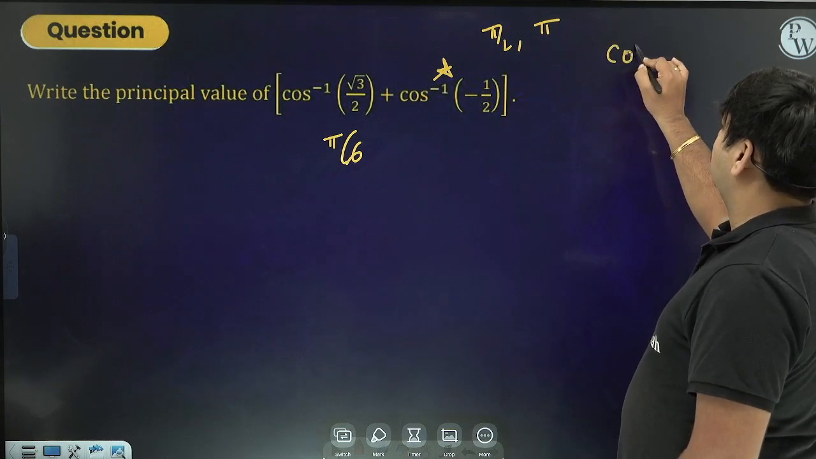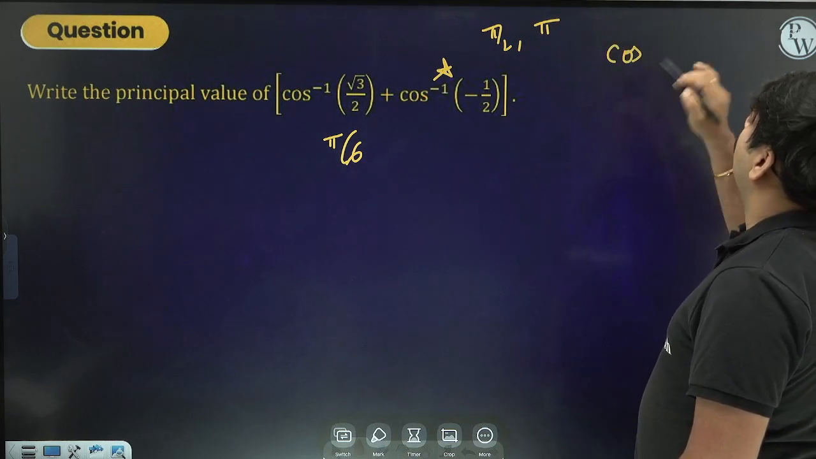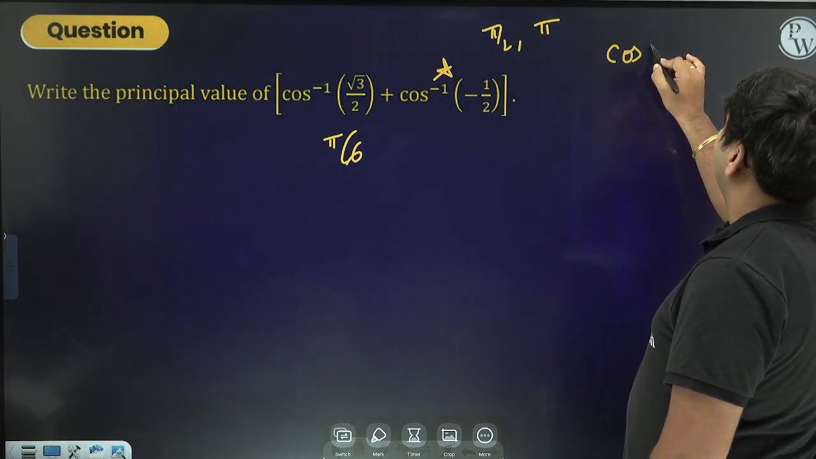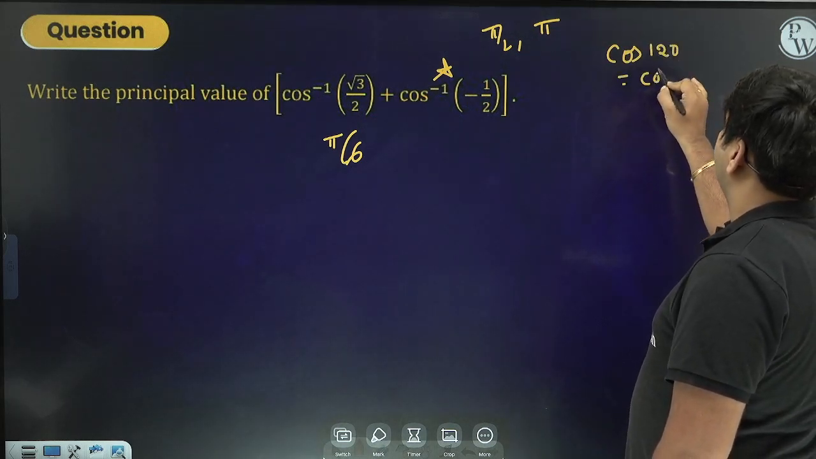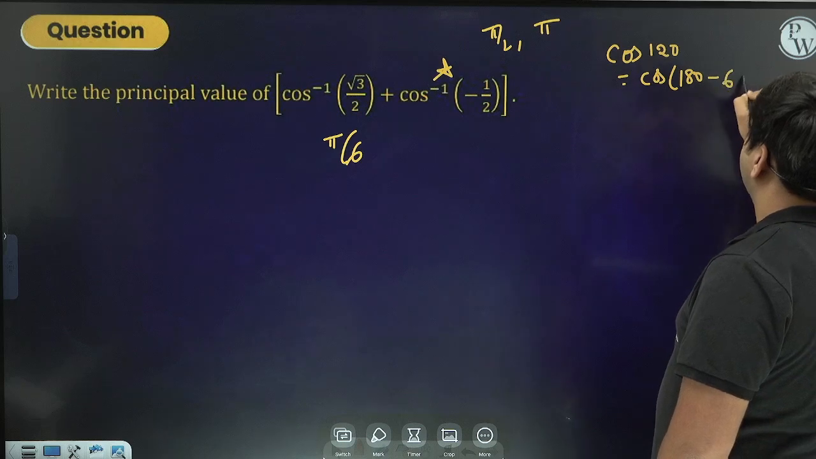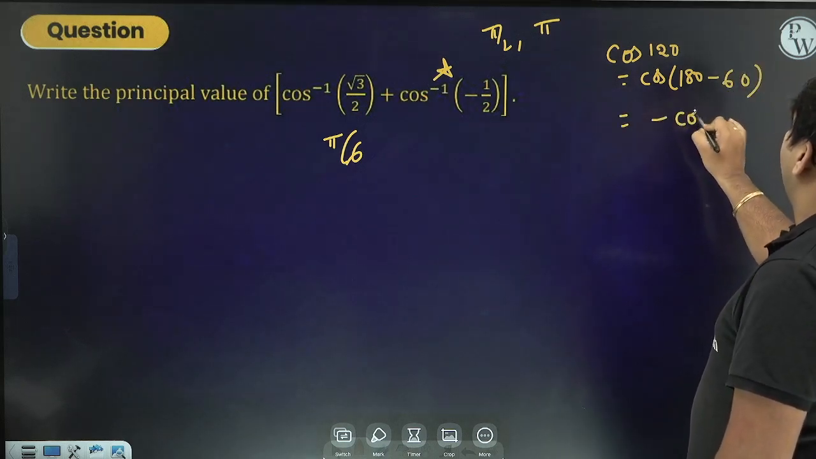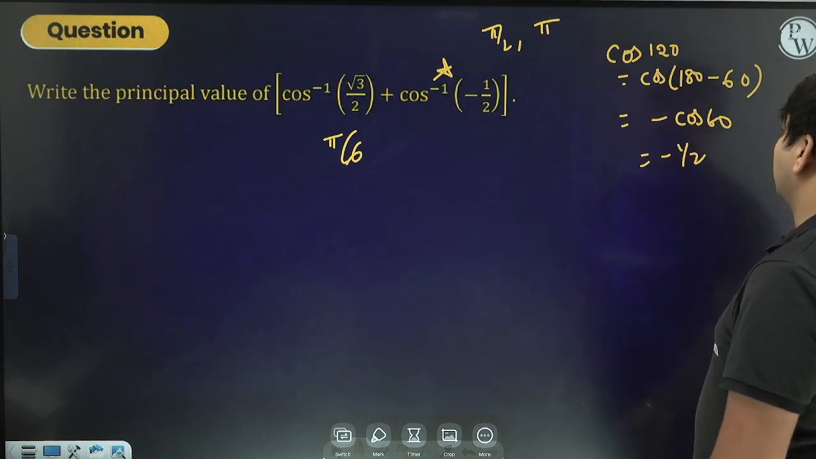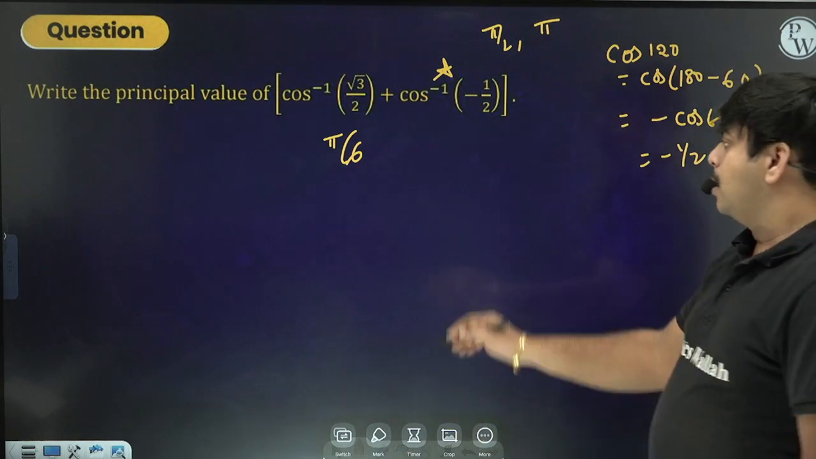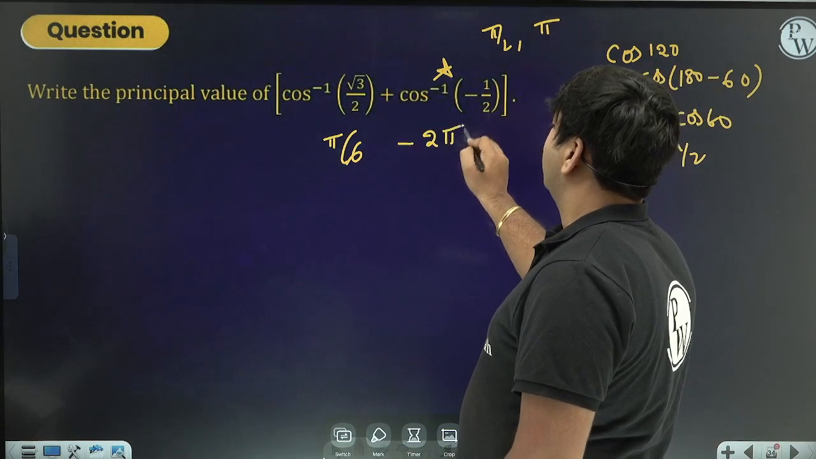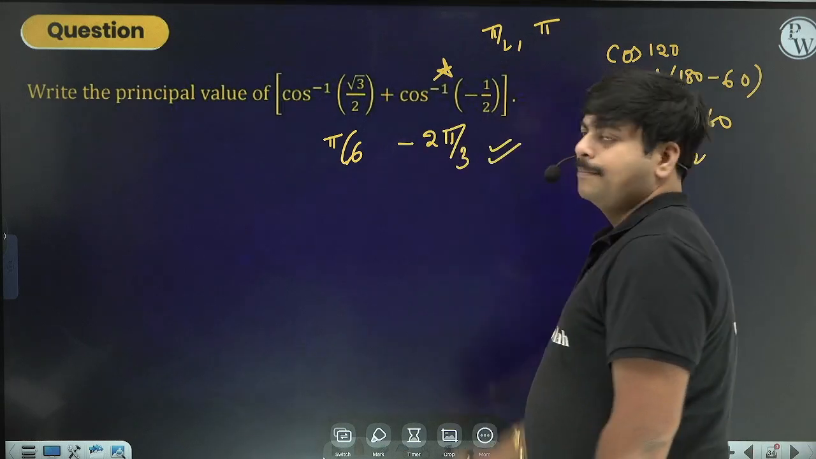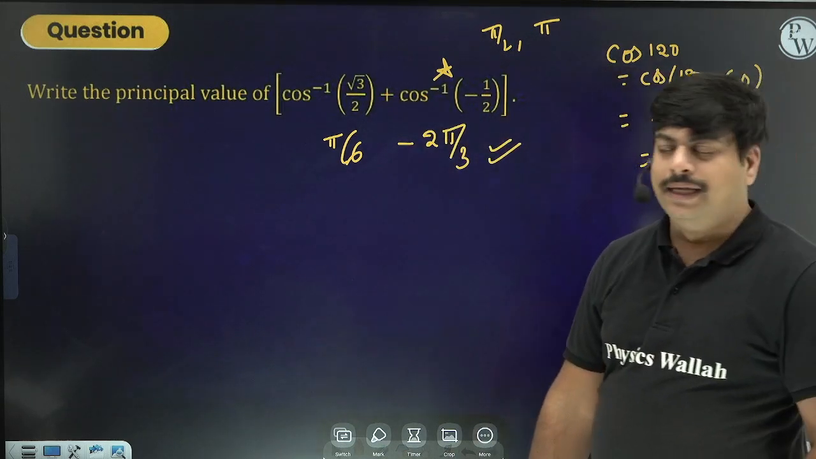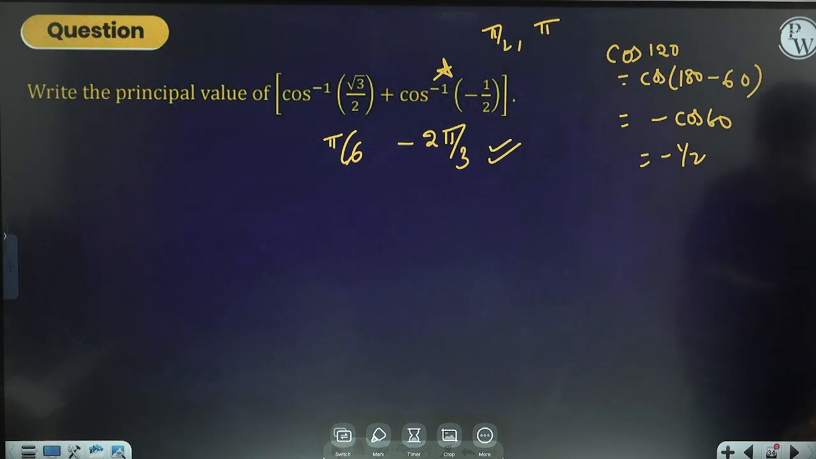Tell me first of all, what is cos of 180 minus 60, that is 120? Cos 120 becomes cos of 180 minus 60, which becomes minus cos 60, which is minus 1 by 2, okay? So it is 120 degrees, or we can say 2 pi by 3, so minus 2 pi by 3. Calculating these two will give you your answer. Understood? Fine? Clear? Okay, what's the next one?